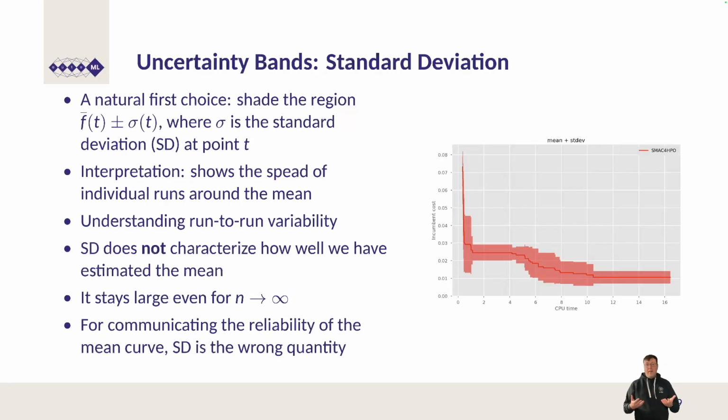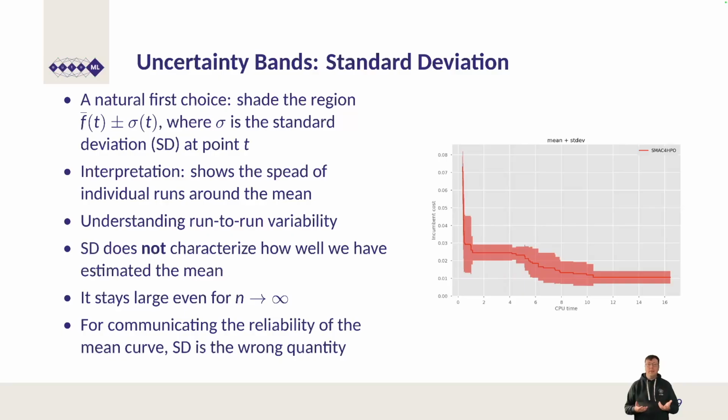So, once we have the mean curve, we need to add uncertainty bands. The first and most intuitive choice is the standard deviation. At each time point tj, we compute the standard deviation of the n run values around the mean. Shading the region between the mean minus and plus the standard deviation gives a band that characterizes the spread of the individual runs. A wide band at a given time point means that runs differ substantially from one another at that moment. Some found a good solution quickly, others did not. A narrow band means the runs are consistent with each other.